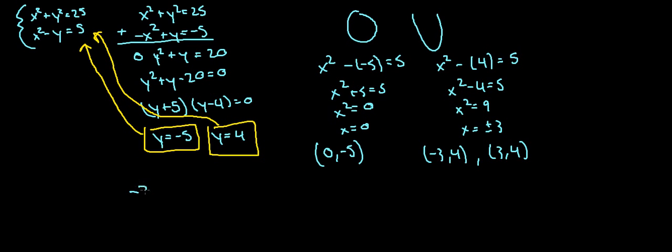So the solution to this system of nonlinear equations: minus 3, 4, 0, minus 5, and 3, 4.